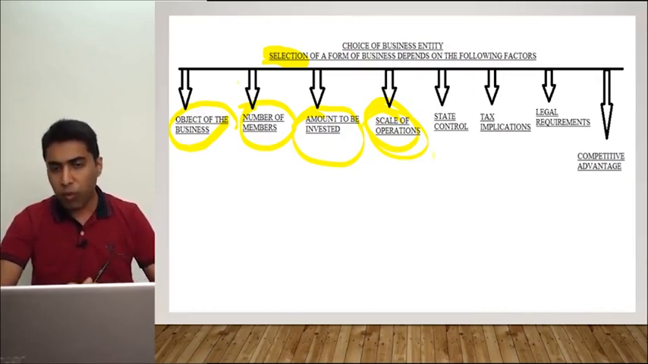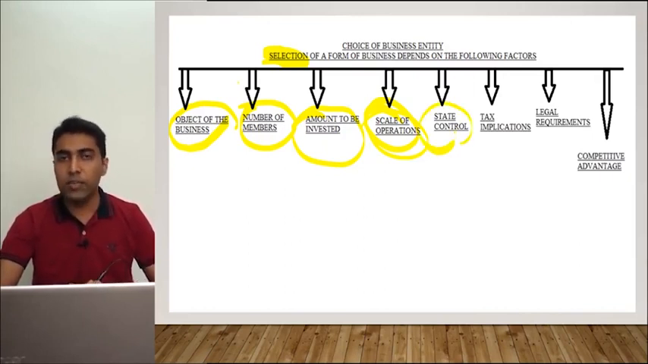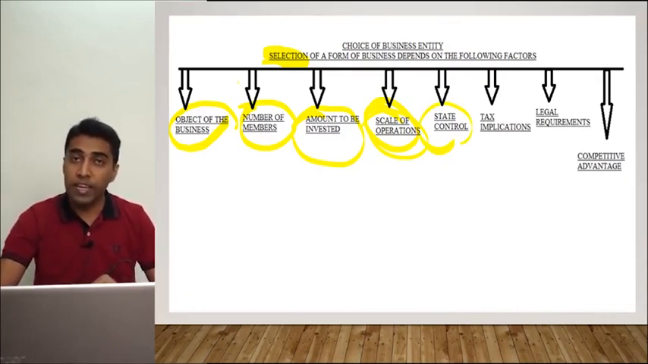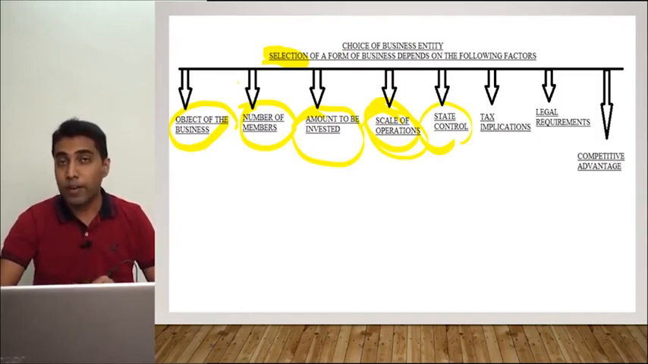Going further, what is the state control? That means how much control does the government have over your company? If you're a listed company, there is extreme control by the state or what we call the government, because the compliances are very huge. But if you are a proprietorship concern, the control is very less. It is as good as an individual person. You are sitting at home and doing whatever you want. The control is much lesser.